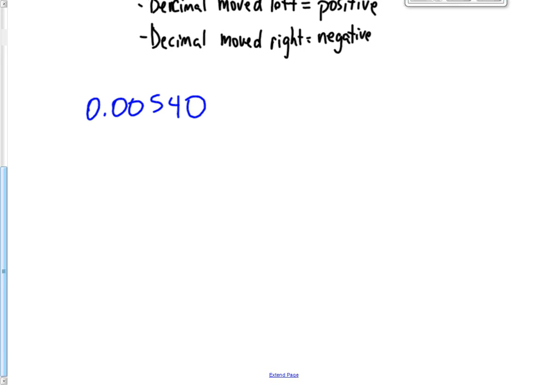0.00540. All right. Now, where do we need to put our decimal in order to get that base number between 1.0 and 9.9? And the answer is between the 5 and the 4 there, because that gives us a number of 5.40. So our base number is 5.40, okay? And then times 10, what's our exponent? Well, we moved it 1, 2, 3 places. So it's times 10 to the third. And then we moved it to the right, okay? So when we move the decimal to the right, the exponent is negative. So our answer here is 5.40 times 10 to the negative third.